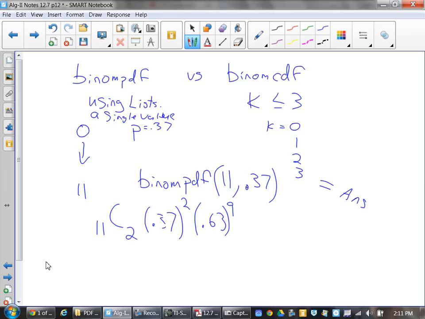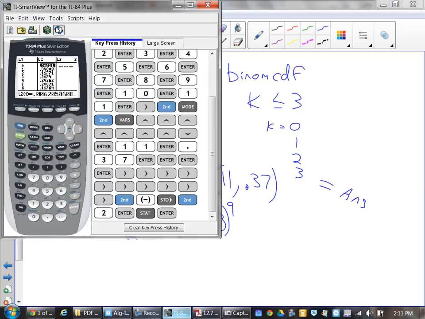The CDF does it for 0, 1, 2, 3, up to whatever your K value you're looking for. So it does the whole binomial thing up to a certain point. Yes, and that's why it's cumulative. It's going to add up all these values in the list, so you don't have to do 11 choose 3, then 11 choose, it does it automatically.